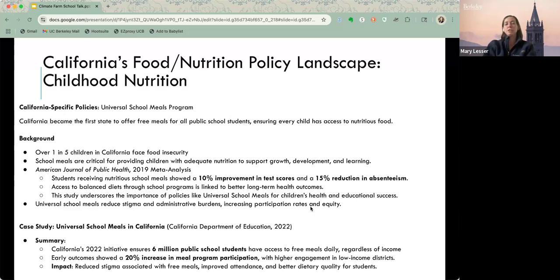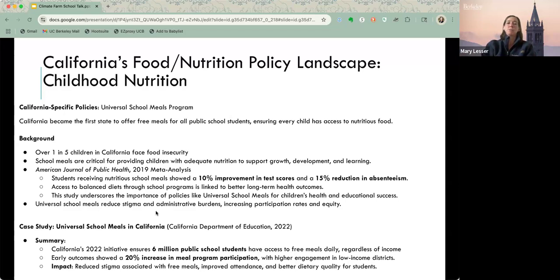Prior to the implementation of universal school meals, there were several studies done, and this meta-analysis captured a nice narrative to talk about. It showed that students receiving nutritious school meals, again, before universal school meals, so just looking at students enrolled in the school breakfast or national school lunch program, showed a 10% improvement in test scores and a 15% reduction in absenteeism compared to those who were not participating in them.